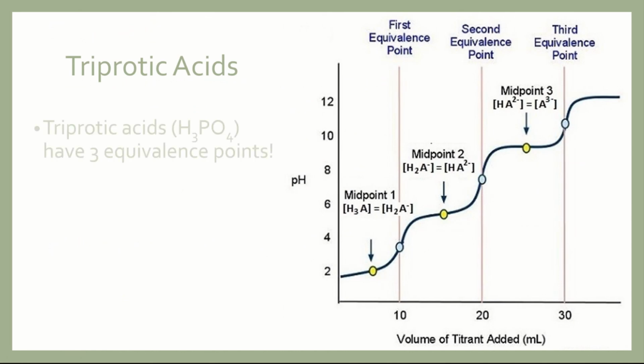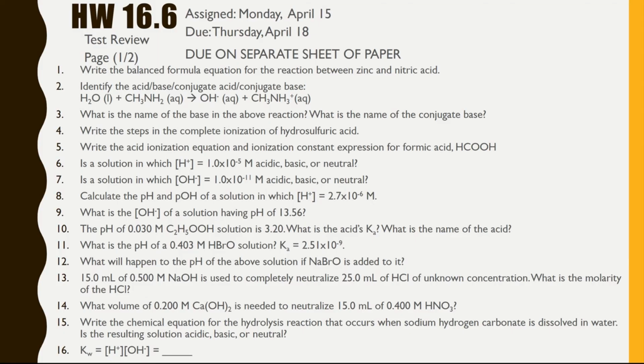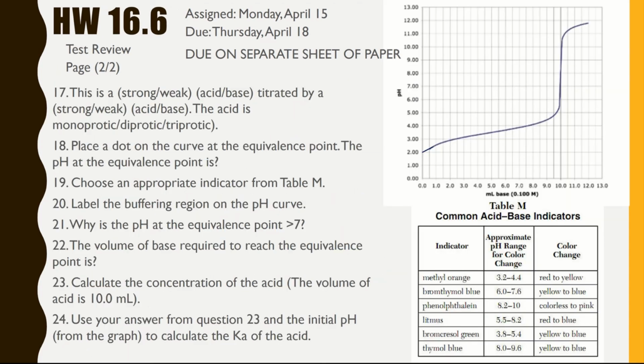There are also triprotic acids. So tri meaning 3, and you're going to have 3 equivalence points here, just something to point out. Here's your first hydrogen ion coming off. Here's your second, and there's your third. You can notice the shape of the graph for a triprotic acid.